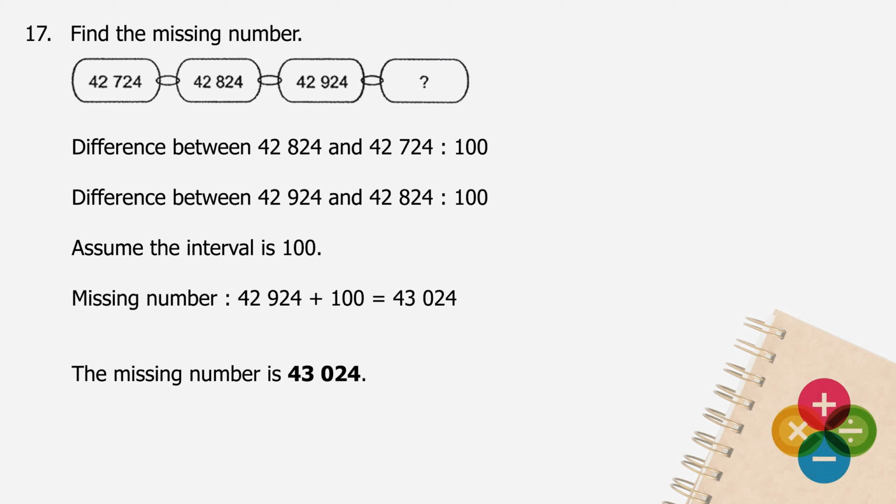The difference between 42,824 and 42,724 is 100. The difference between 42,924 and 42,824 is 100. Assume the interval is 100. The missing number will be: add 42,924 to 100, and the sum is 43,024. The missing number is 43,024.